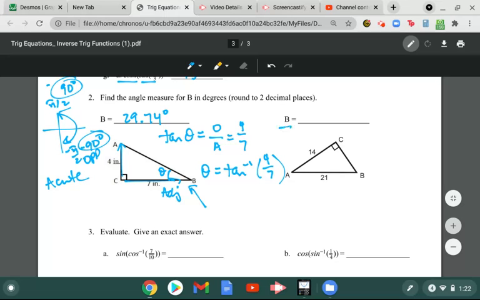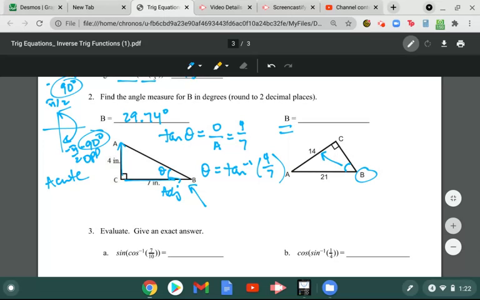C, this next one. B, it's not actually C. I want to find angle B, which is right here. And I am given an opposite length of 14. And I'm given the hypotenuse, so directly across from the 90-degree angle. So I'm given opposite and hypotenuse. That would be sine. So SOHCAHTOA. Sine theta is equal to opposite over hypotenuse, which is going to be 14 over 21. So I want to go ahead and do an arc sine here, or a sine inverse.